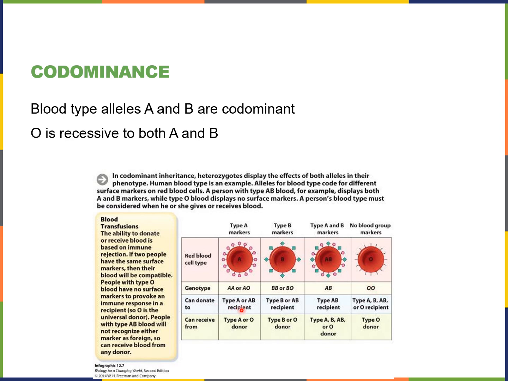So you can see who you can donate to and who you can receive from. OO is actually the universal donor. You can see that they can donate to each different blood type, but they are only able to accept from type O's as well. So they're the universal donor. The universal receiver is type AB. So if you have AB, you're actually really lucky because it means you can take blood from anybody.